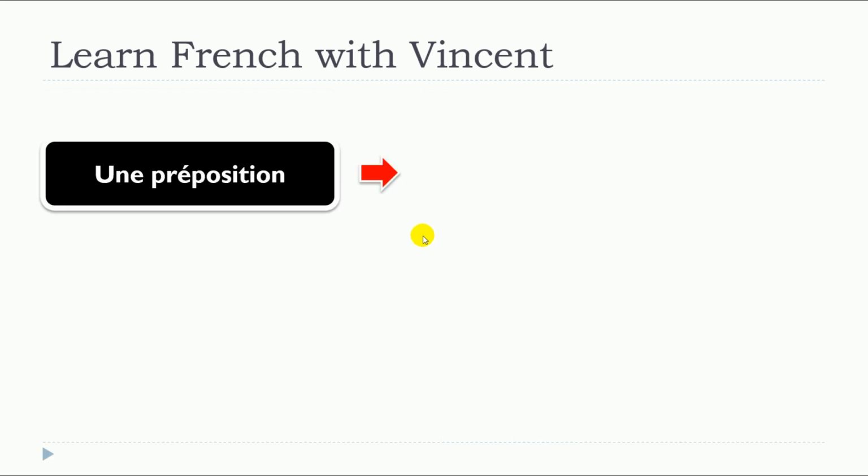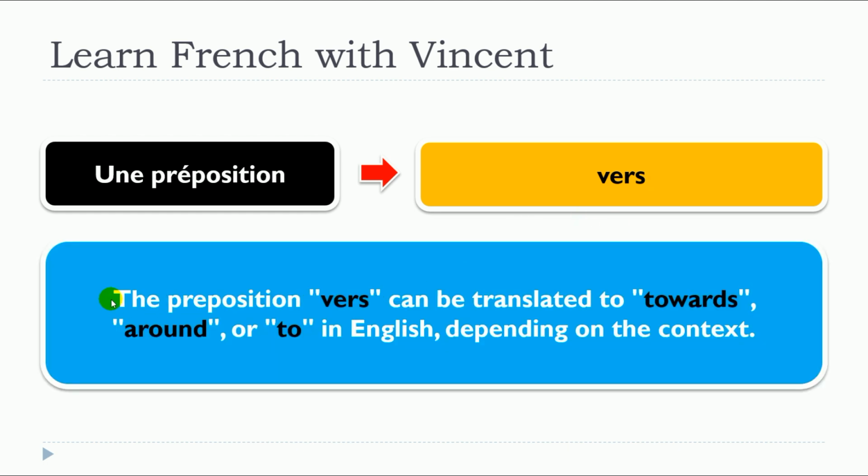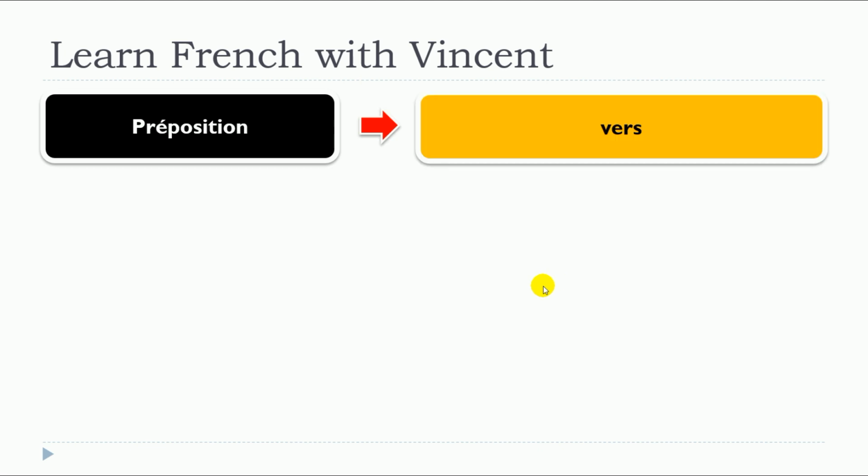And so, this lesson is about vers. And the preposition vers can be translated to towards, around, or to in English, depending on the context. So we will see 4 examples with vers.